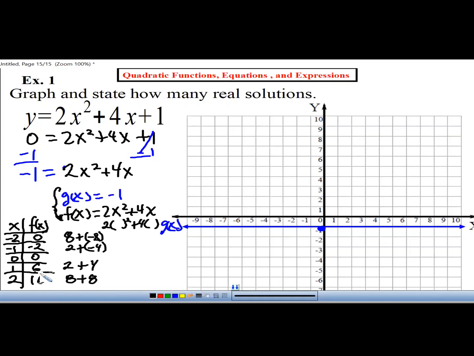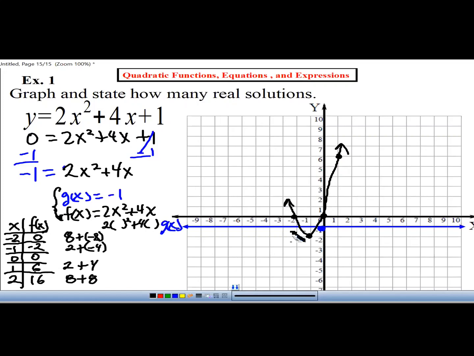Let's graph this. -2, 0. -2, 0. It's right there. -1, -2. -1, -2. 0, 0. 1, 6. And 2, 16 doesn't fit on mine, but it's way up here. Okay, so let's graph this from left to right. It's a parabola. There it is. Arrows. There it is. Okay.